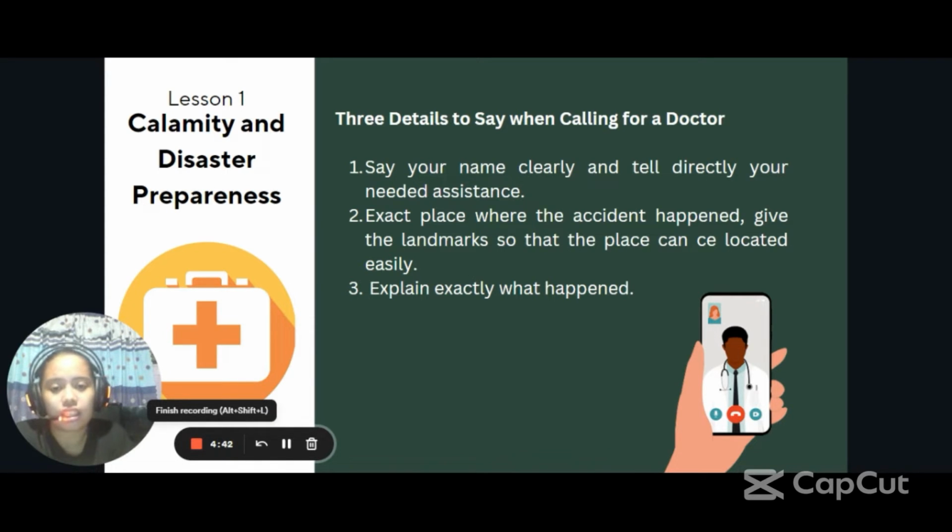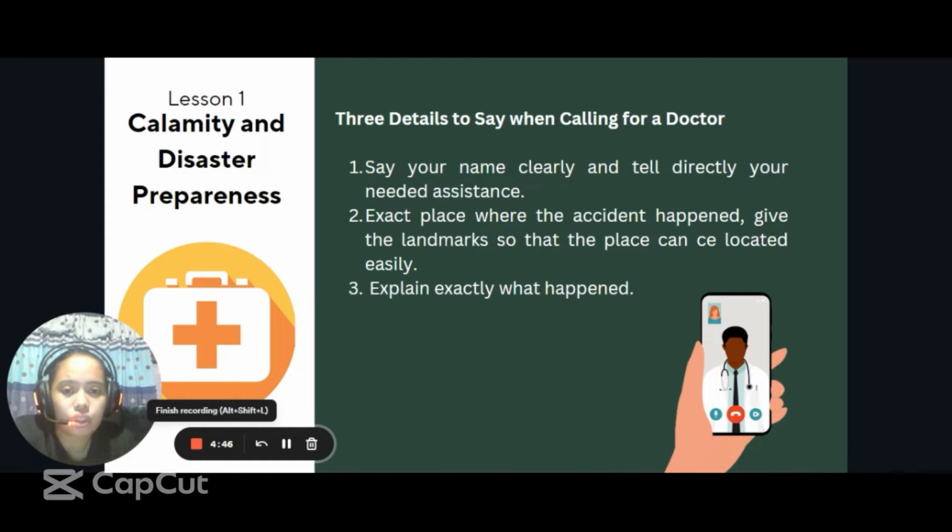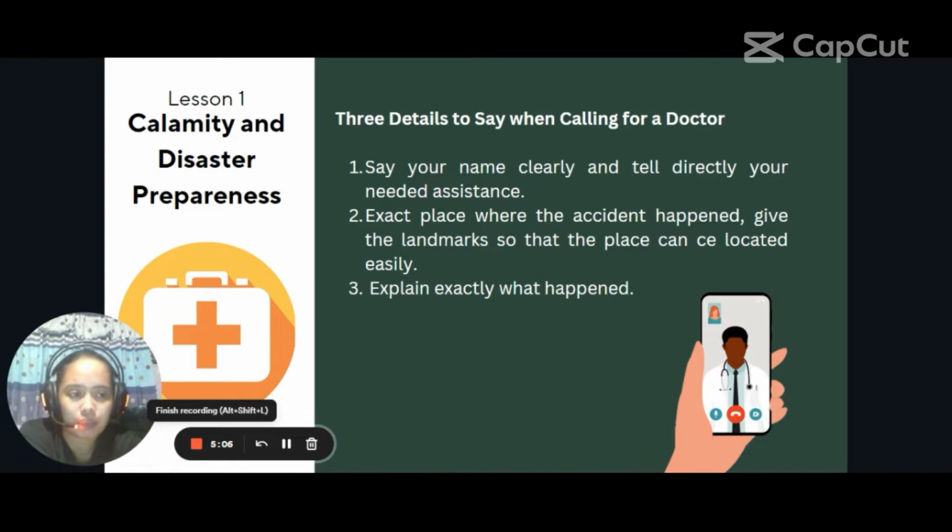Then next, exact place where the accident happened. Give the landmark so that the place can be located easily. So tell the doctor the exact location o maghatag ka og landmarks para dali ra ka malocate sa mag-rescue sa imo. So, number three, explain exactly what happened. Explain mo sa iya ang tinuod na nahitabo.